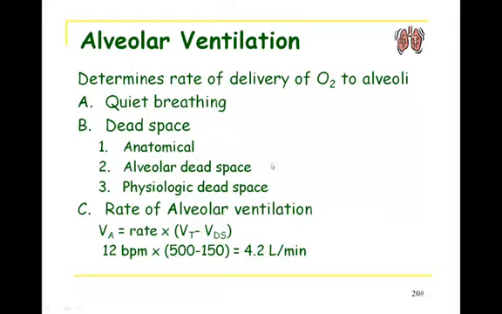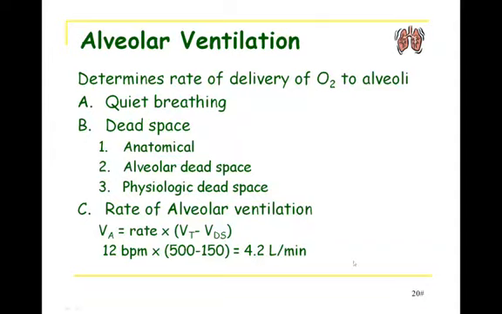Now, in order to determine the alveolar ventilation, which is a rate, just like minute ventilation, you need to know the breathing rate. So here's a normal person with a breathing rate of 12 breaths per minute. You need to know their tidal volume. And then you need to subtract out any dead space. So this here refers to subtracting out any physiologic dead space, which will include anatomic and alveolar dead space.